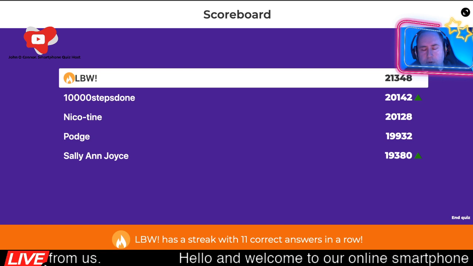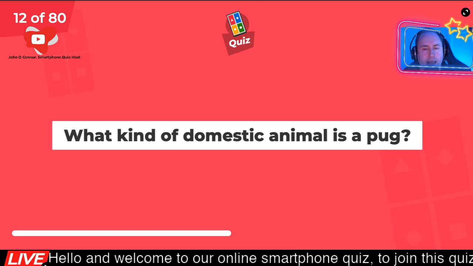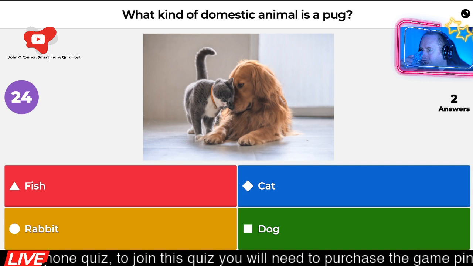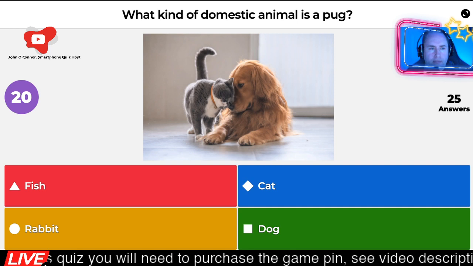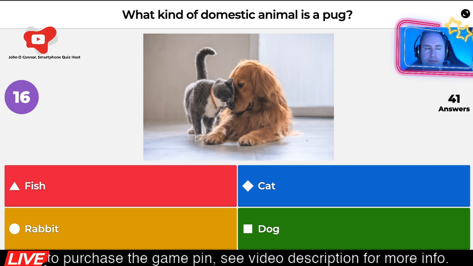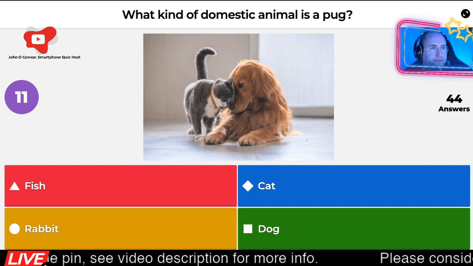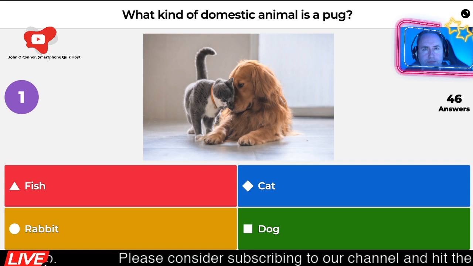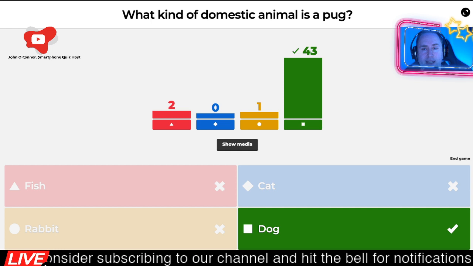Question 12. What kind of domesticated animal is a pug? Is it fish, cat, rabbit, dog? Three correct answers here. It is dog is the correct answer. Nicotine into second place, answering correctly or faster. Here is your next question.